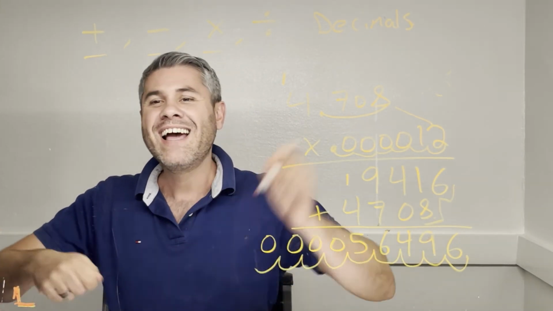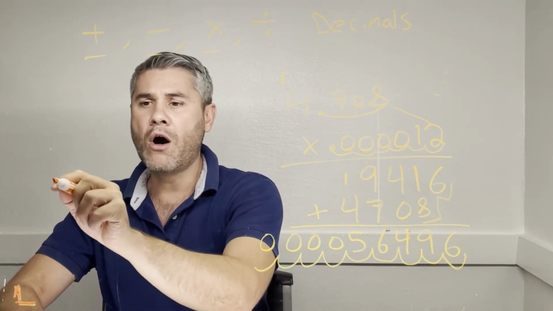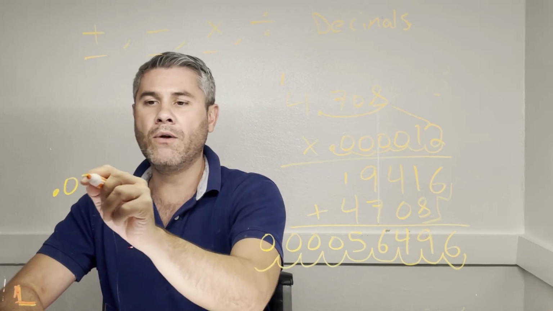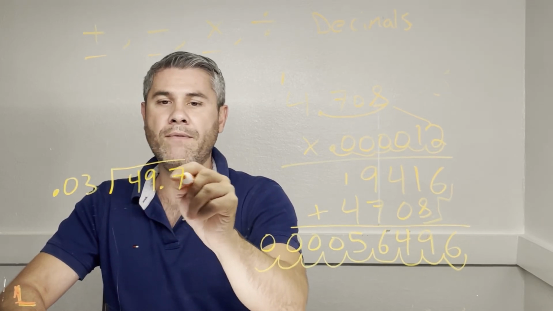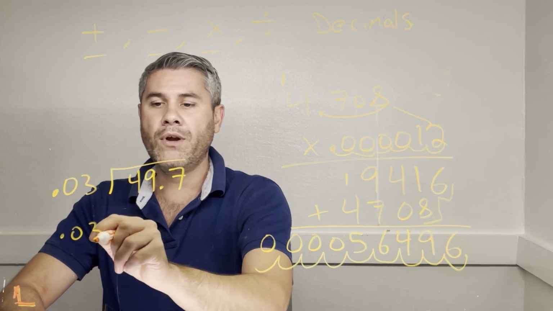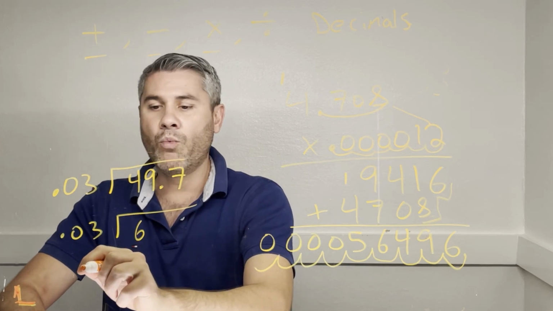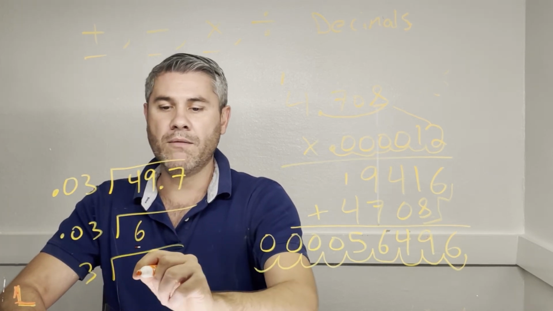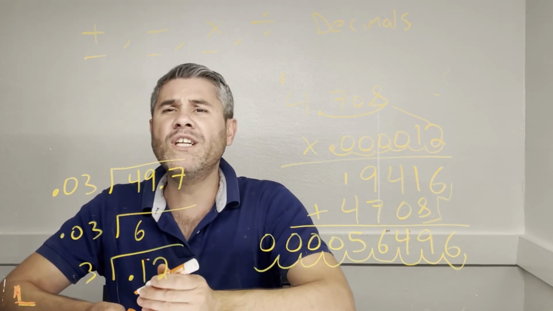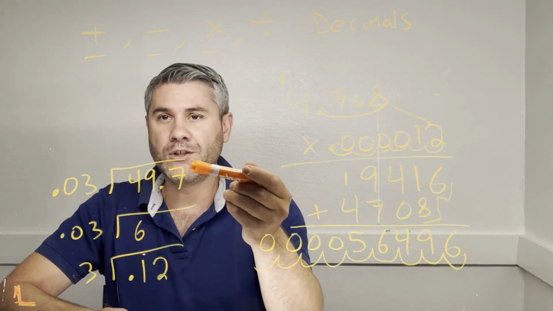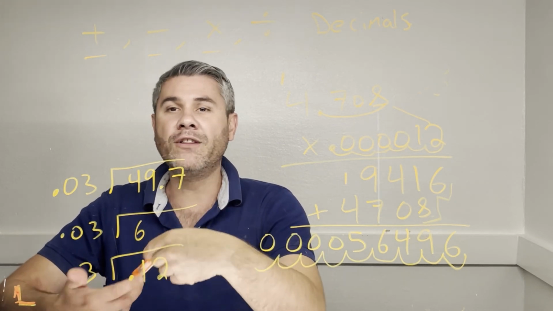All right, let's do it here, guys. How do we divide? So let's already assume that we have the numbers. I'll put 3 examples. 0.03 divided by 49.7. 0.03 divided by 6, just like that. And we have 3 divided by 0.12. Out of those 3 examples, which one is ready to divide? First one, second one, third one. Believe it or not, only the third option is ready to start dividing.